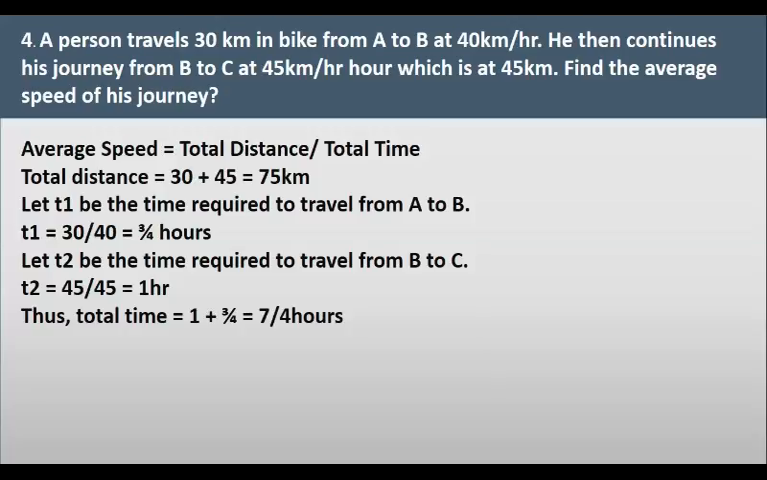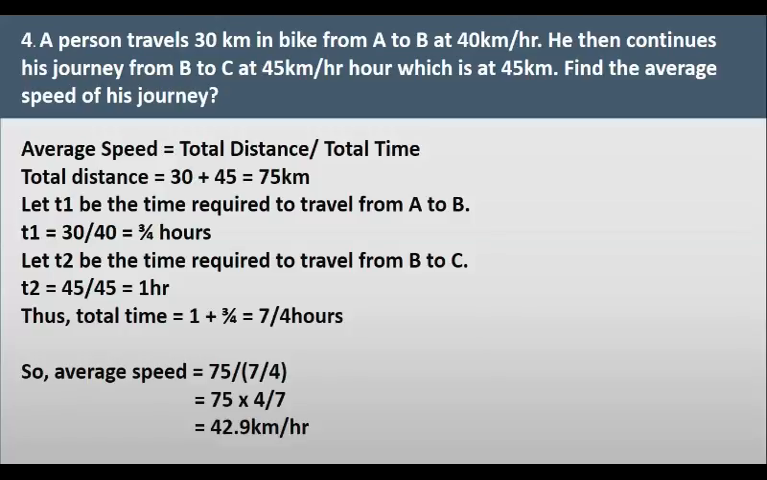Substituting these values into the required formula, we get total distance as 75 and total time as 7 by 4 hours. So 75 divided by 7 by 4 can be further simplified as 75 into 4 by 7. Carrying out the multiplication, we get 42.9 kilometers per hour as the answer. So we can say that the average speed of the person for the entire journey, that is from A to C, is 42.9 kilometers per hour.